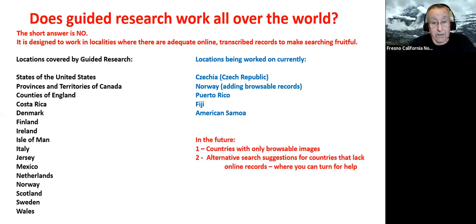Beyond that, they hope someday to work it out so that countries that only have browsable images can be included here, and your search will lead you to the best record collection to browse, but you'll still have to be doing some browsing. And so they're expanding this as it goes. But basically, if you think about the locations that they're using right now, that covers a good portion of the world for most of our relatives or most of our patrons. We should be able to do some researching using this tool for just about everybody.